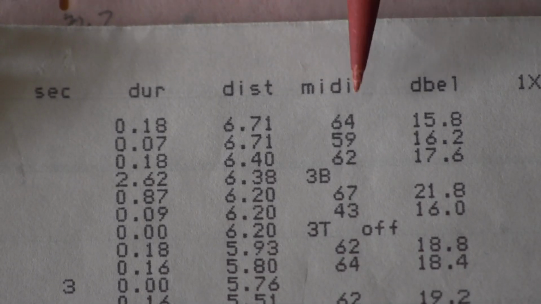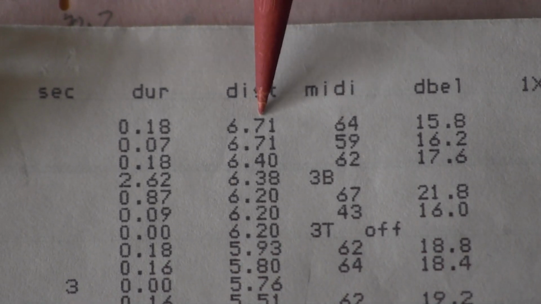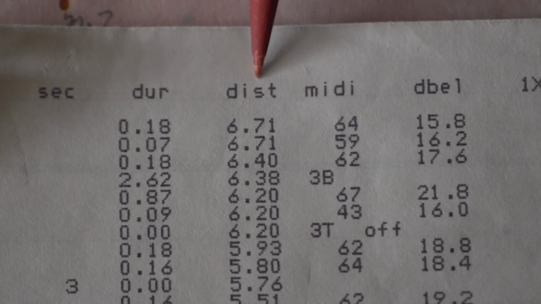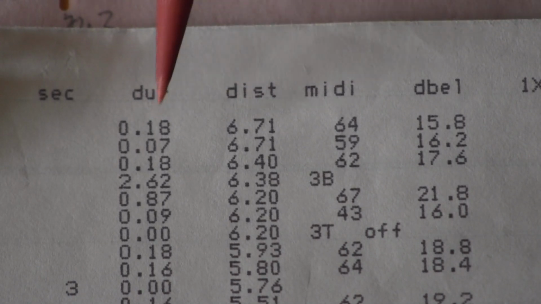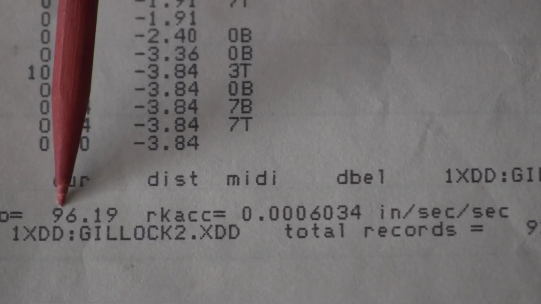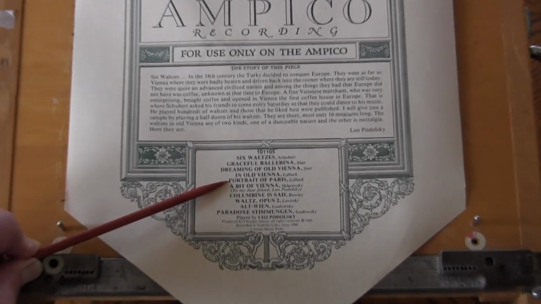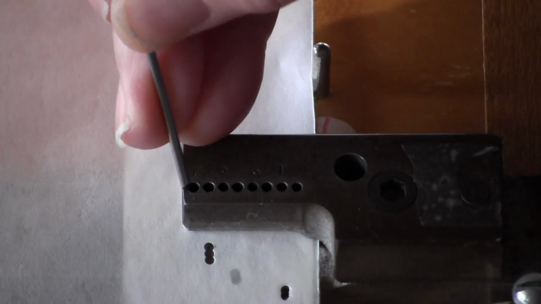Here is a closer look at the data printout. Each note played shows with its MIDI number. The position or distance from the beginning of the roll is shown. The duration is given, and the dB is also shown. The header of the printout shows the tempo. In this case, the odd tempo of 96.19 is necessary because the jumbo roll begins at tempo 80, and this selection is near the end of the roll.